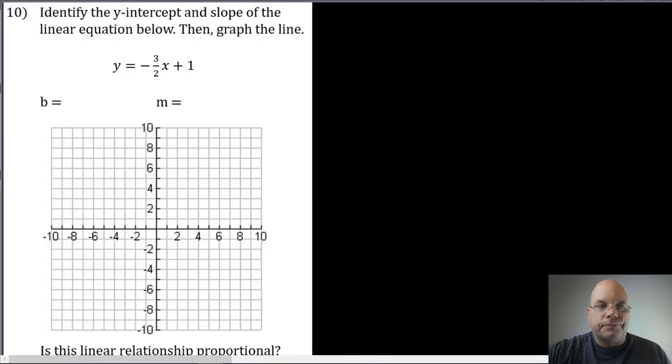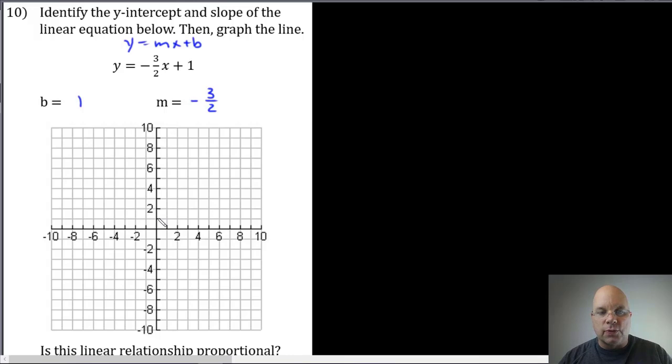Problem number 10. Identify the y-intercept and slope of the linear equation below, then graph the line. This is pretty easy to do since the equation has been given to us already in slope-intercept form. So as long as we know this form, we can simply look at the equation and see that the slope m is negative 3/2 and b is positive 1. To graph the line, we would start with the y-intercept.